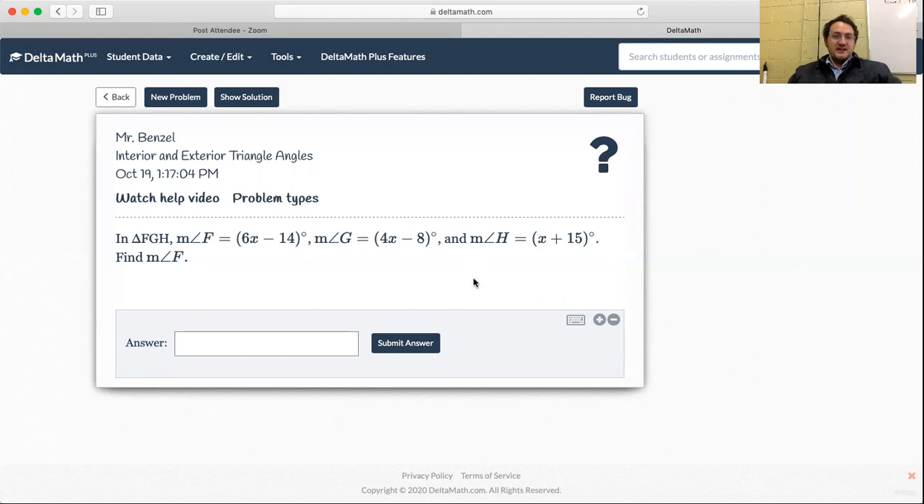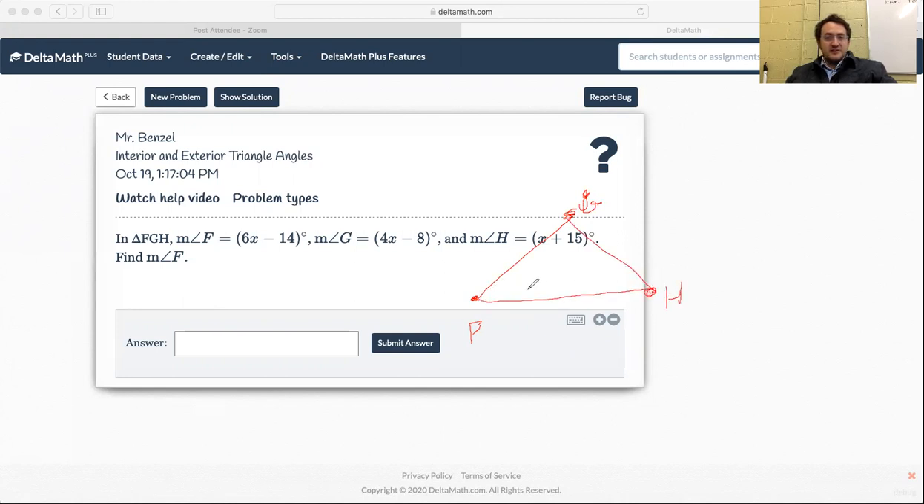If I have triangle FGH, I'm just going to draw a picture. It actually gives me what my angles are. F is 6x minus 14, H is x plus 15, and G is 4x minus 8. So you're just going to take the interior angles and think about what they add up to.